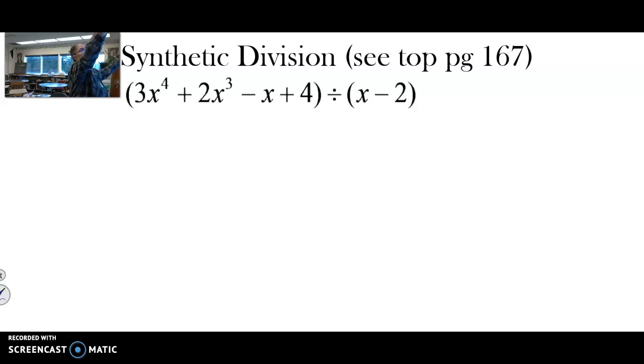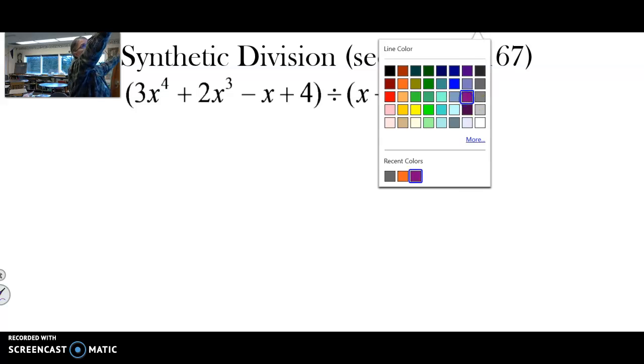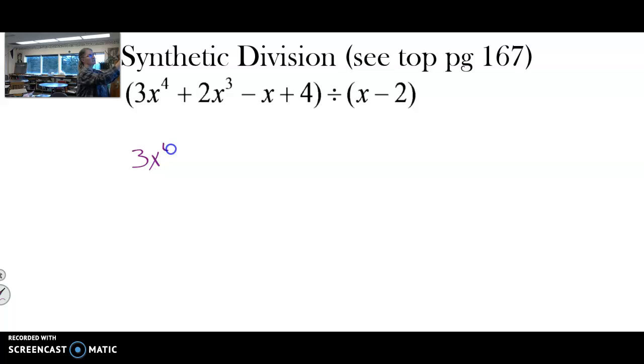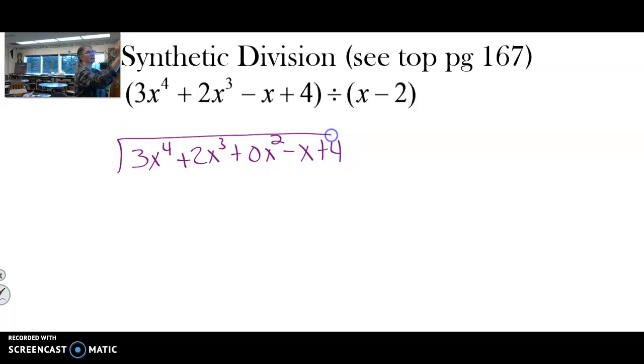So you guys should pause the video and then do this long division problem. Don't forget if you have missing terms, you need to put in 0. So I have a missing x squared term. And I'm dividing this by x minus 2.